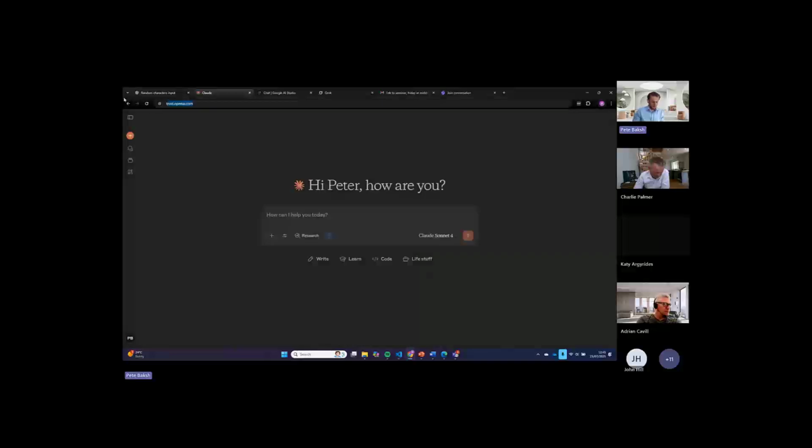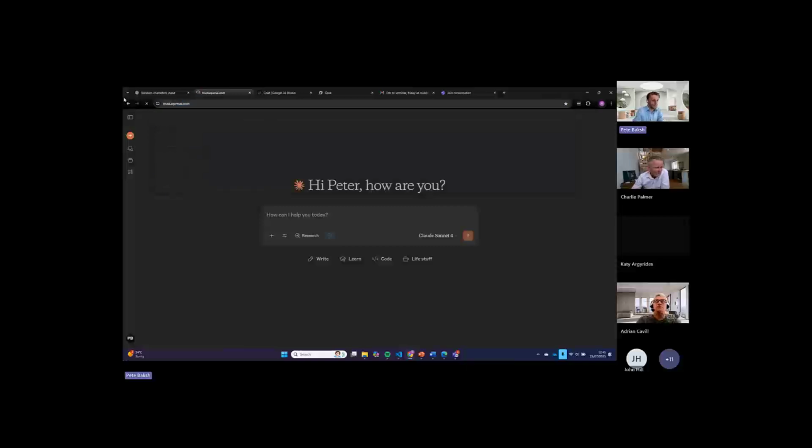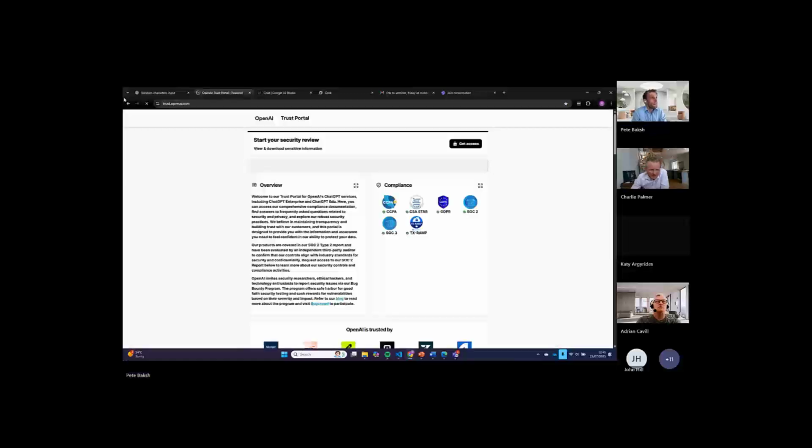You can, in terms of ChatGPT, they have their whole portal of documents about all of their compliance. And you can see they are GDPR compliant. However, I'll explain in a minute, the data actually does not remain in the UK. So despite being GDPR compliant, you also may have some data sovereignty queries and problems.